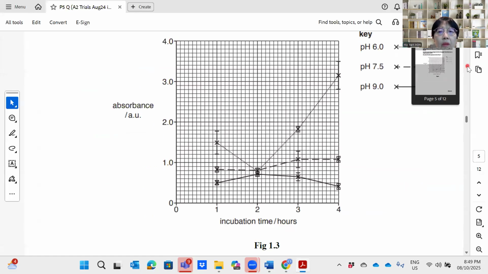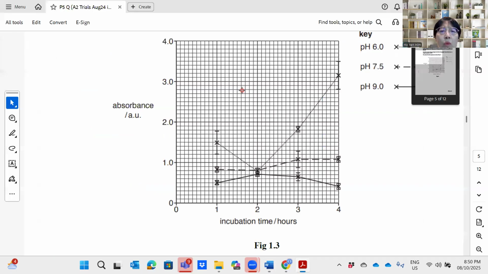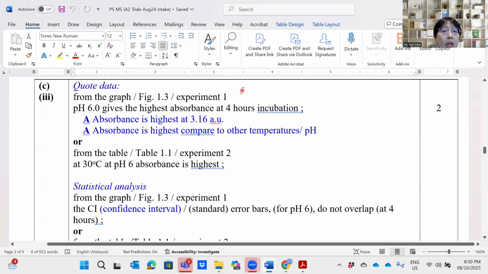Okay, so this is pH 6 here. This one cross pH 6 at 4 hours has got the highest absorbance, and you read off the value is 3.2, right? 3.16 AU. Okay, so first marking point is quote data. Either from the graph or from the table, they only give 1 mark. This or this. That means either from the table or graph, they only give 1 mark for quoting figures.